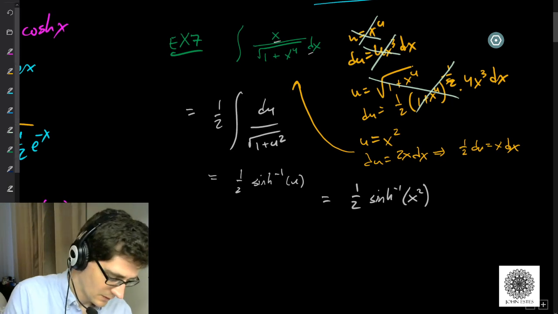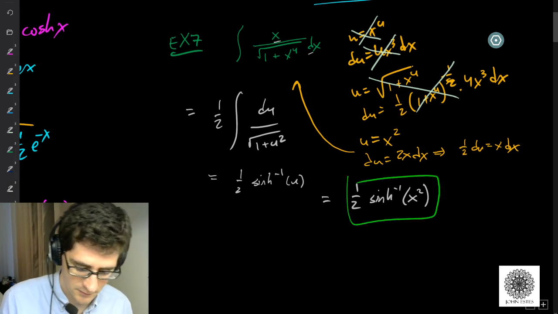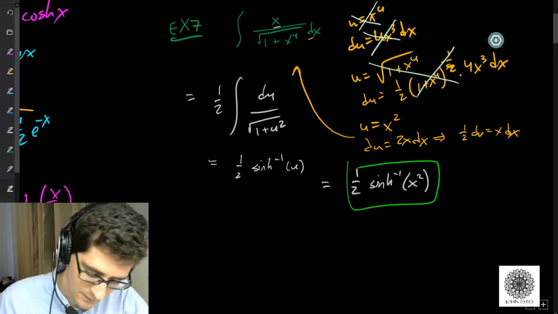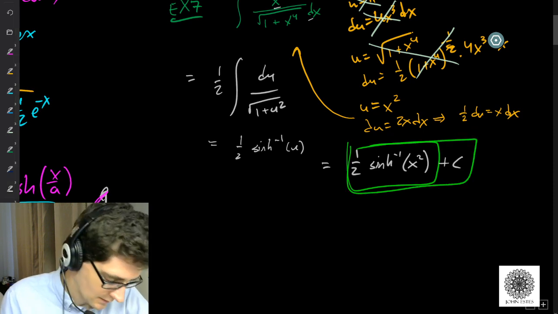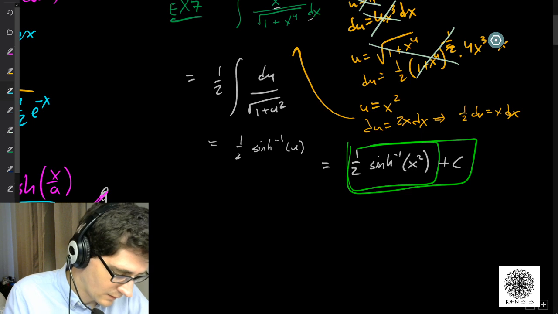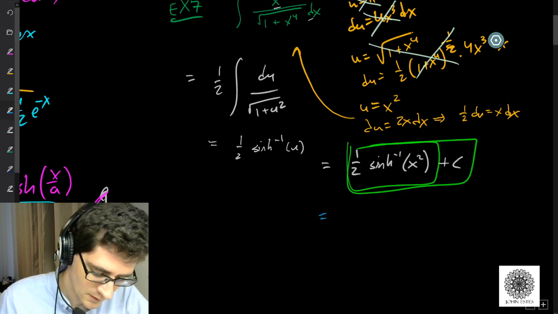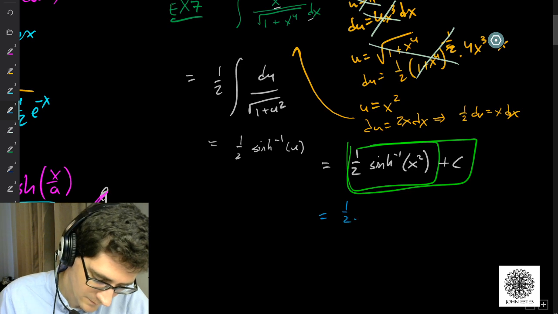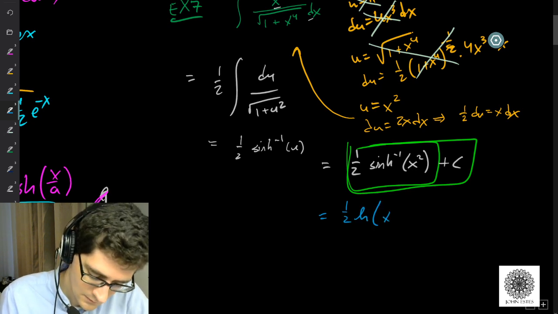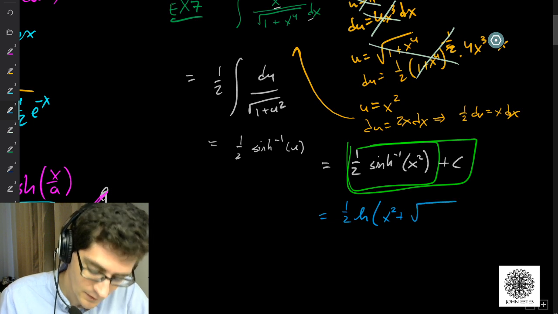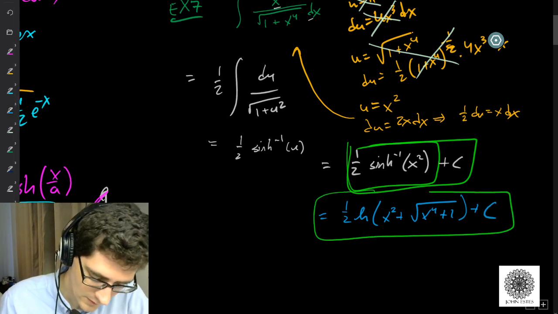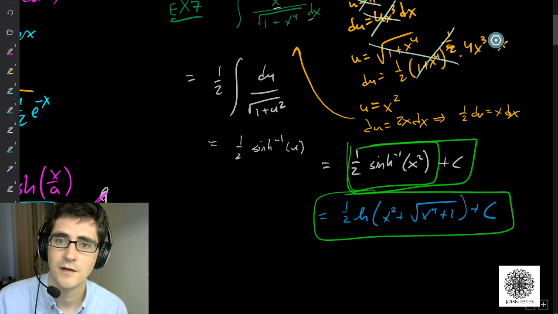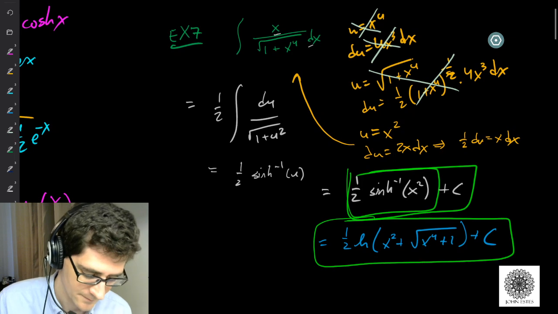Okay, now depending on what book you have, if you look this up in a table of integrals, that might be what you see. Oh yeah, don't forget the plus c. Or depending on your book again, you might have the logarithmic definition, which would be 1/2 ln of u plus the square root of u squared plus 1. So you might see it written as a logarithm, or you might see it written as sinh inverse. Okay, it just depends on your book.